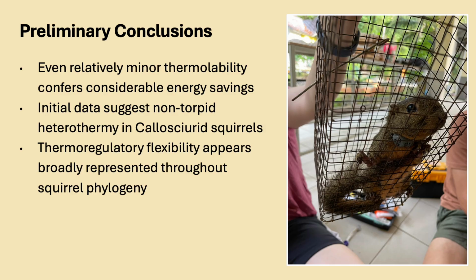And now we can get a sense that the Callosciurinae squirrels, or the beautiful squirrels, the three of which we investigated, also take advantage of the flexibility in body temperature to save some energy in a place where it is fairly routinely warm year-round. And we can get a better sense that this flexibility in thermoregulation appears fairly broadly represented throughout the squirrel phylogeny.